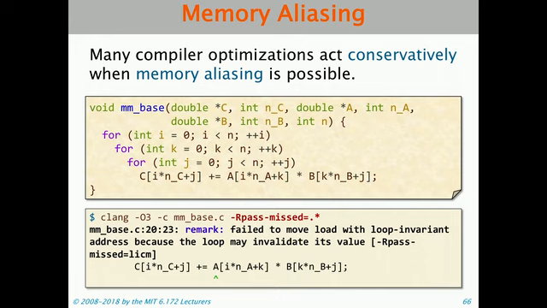In this example, we have a simple serial base case for a matrix multiply routine, but we don't know anything about the pointers to the C, A, or B matrices. And when we try to compile this and optimize it, the compiler complains that it can't do loop invariant code motion because it doesn't know anything about these pointers. It could be that the pointer changes within the innermost loop, so it can't move some calculation out to an outer loop.